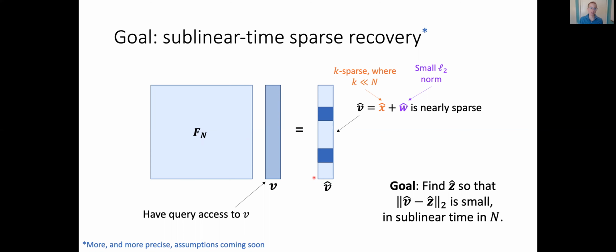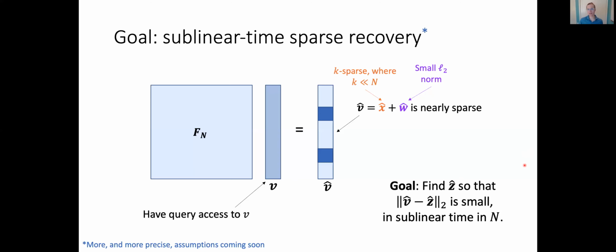What that means for this talk is that I'm going to be able to write v hat as x hat plus w hat, where x hat is k-sparse, the sparse part, and w hat is some noise, a vector with small L2 norm. Our goal is to find some z hat, which is an approximation to v hat. z hat is k-sparse, so that v hat minus z hat is small, and we want to find this z hat in sublinear time in n, using queries to v. All right, so that's the goal.